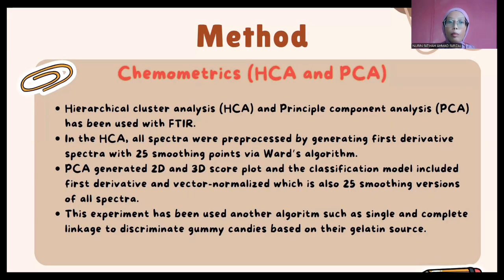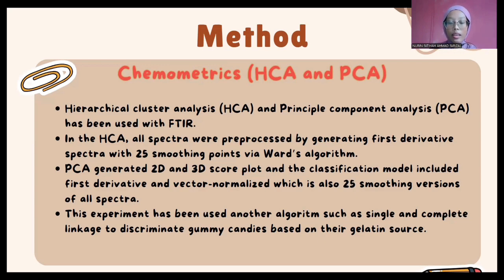Next is the chemometrics, which are HCA and PCA. HCA is the hierarchical cluster analysis and PCA is the principal component analysis. Both of these chemometric methods have been used with FTIR. The purpose of using both HCA and PCA is to classify the investigated materials in gummy candies, and ALPHA IS version 7.2 software was used for the classification.